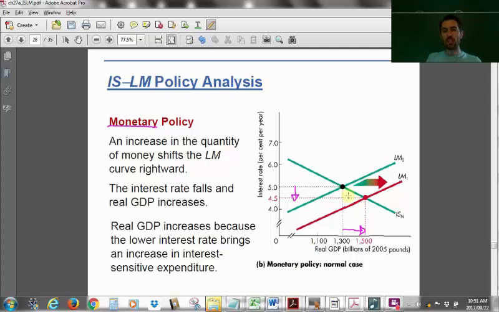Let's see. You have an expansionary monetary policy. In the short run, cool, you've got more GDP, you're producing more. What's happening to our interest rates? It's going down. What does that mean for investment?